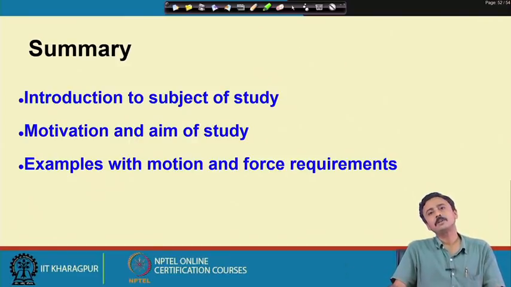So, let me summarize what we have discussed in this lecture. I have introduced the subject that we are going to study. I have given you the motivation why we should study this subject and set the aim that we are going to follow in this subject. I have given you examples and also shown you what are the issues that are relevant to the study of kinematics in these examples. So, with that I will close this lecture.